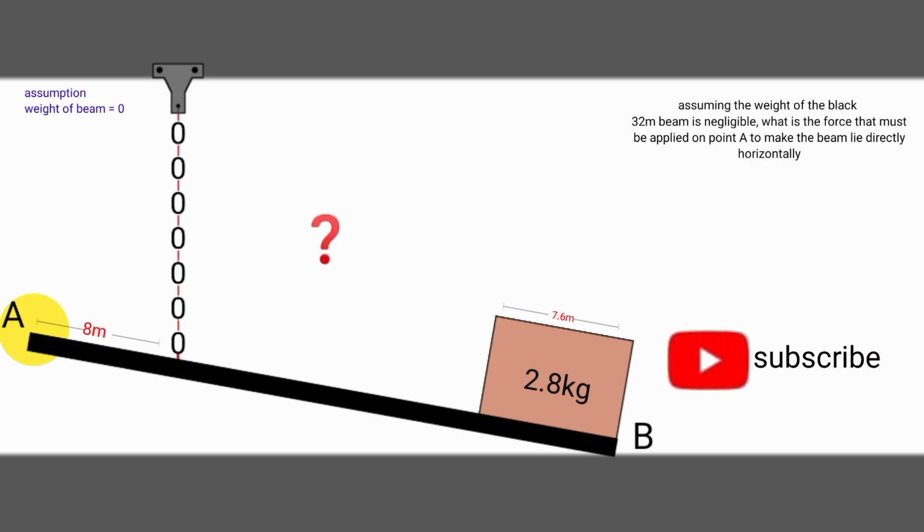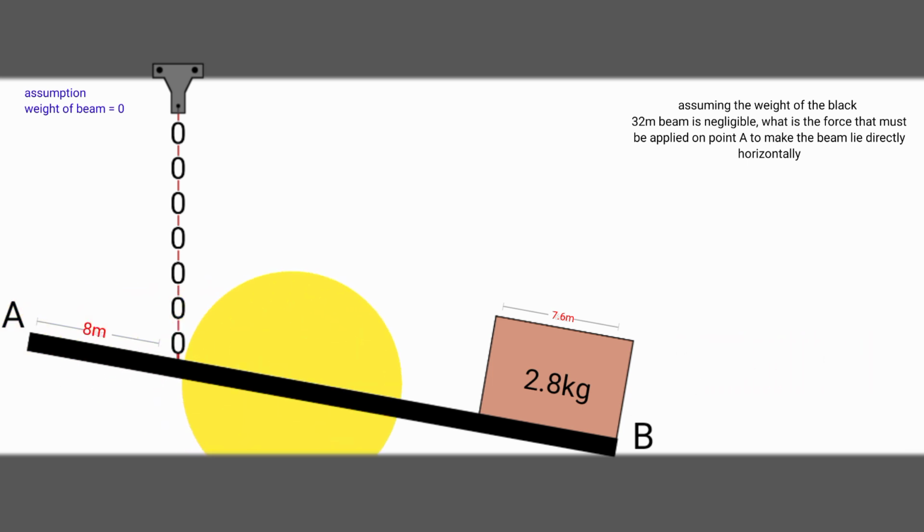Well, let's see. Since we are assuming that the weight of the beam is negligible, that means the reason why this end is on the ground is because the weight of this 2.8 kilogram stuff is causing a moment at this point here, let's say P, by pushing the beam downward at this end. So for the beam to be balanced horizontally, we need a counter moment at this P, that is a moment about this point P with the same magnitude as the moment caused by this stuff here, but in the opposite direction. So let's write it out here.